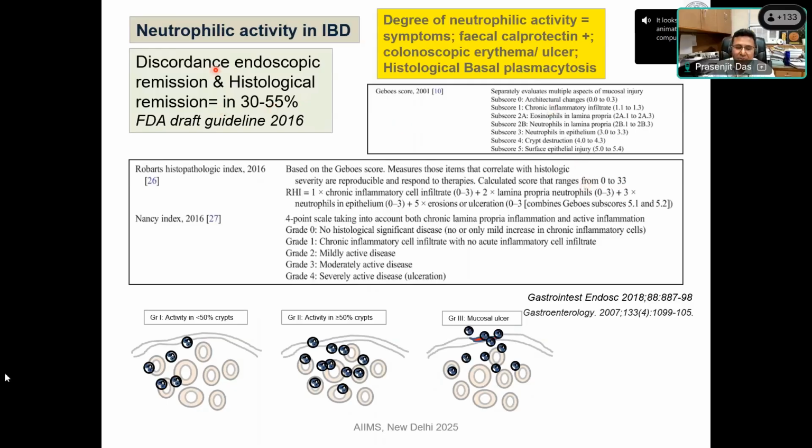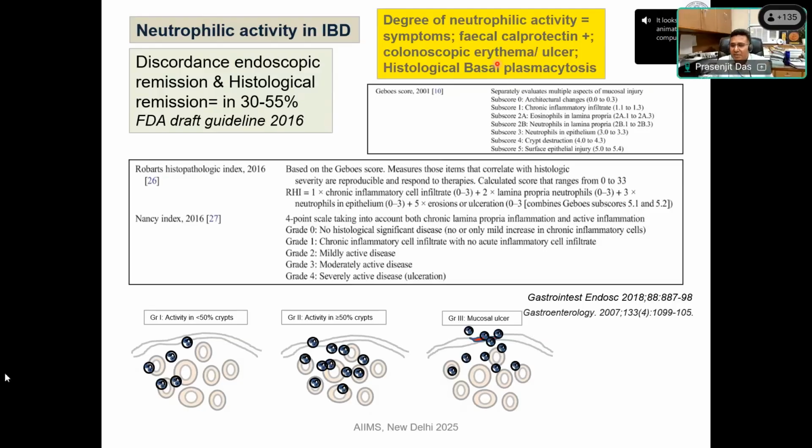Now, people used to think endoscopy and histology always correlate, but that is not actually the picture. Up to half of the cases during follow-up biopsies, when the endoscopist thought that the mucosa has healed, there is no activity, but histologically neutrophilic activity has been identified. That's why identifying and reporting neutrophilic activity is critically important for us. It is an indicator that the disease is still going on. Is that clear?